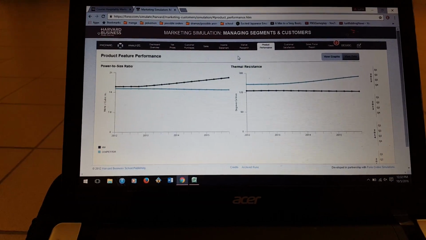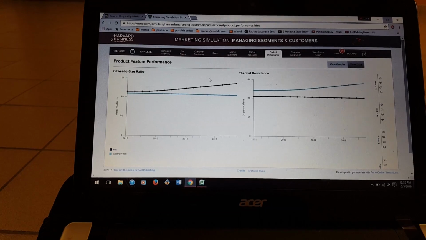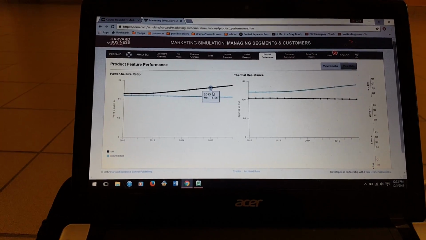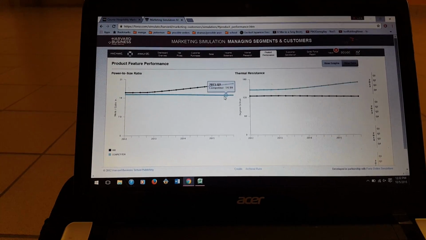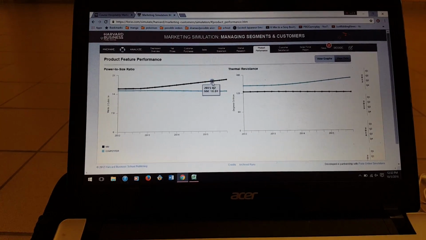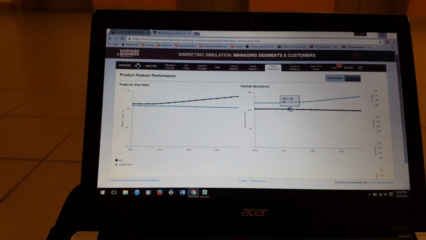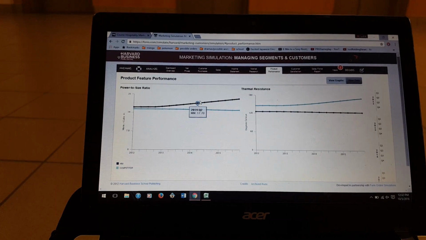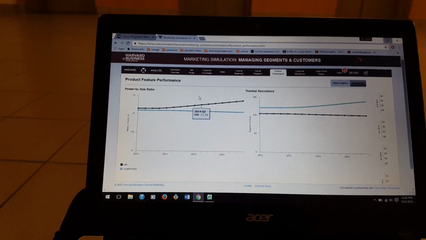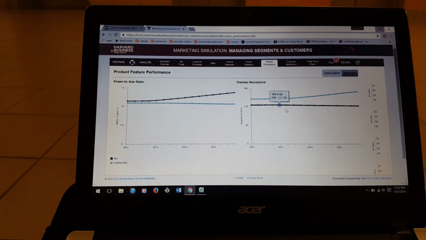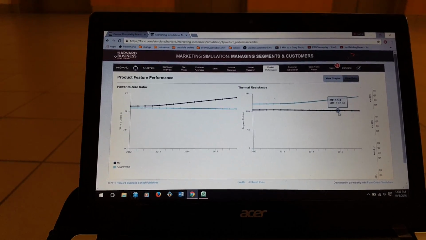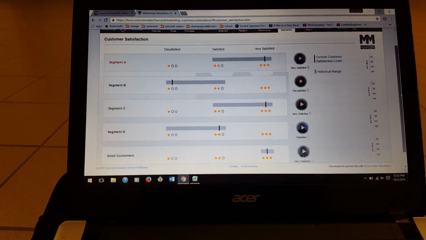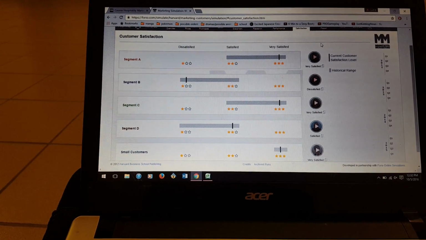Here we have the product performance compared from power to size ratio to thermal resistance. Again, we're using a darker blue to represent my company, MM, and a lighter blue represents the competitor for thermal resistance. Notice how there's an incline over here for power to size, but no incline for thermal, since most of the money that I was putting into products was for power to size, since my company's main focus and emphasis was for that. Thermal, however, I did not touch, and then later on throughout the quarter, reduced the money for investing in thermal resistance.